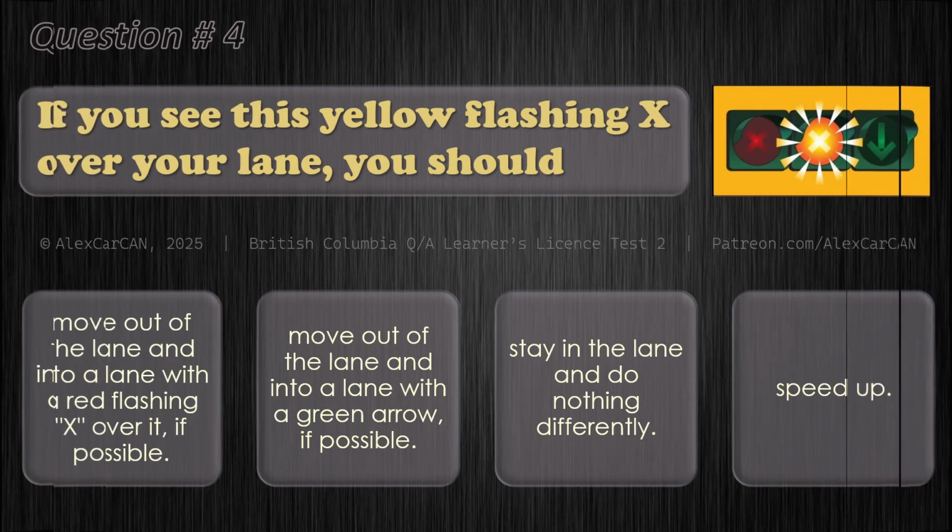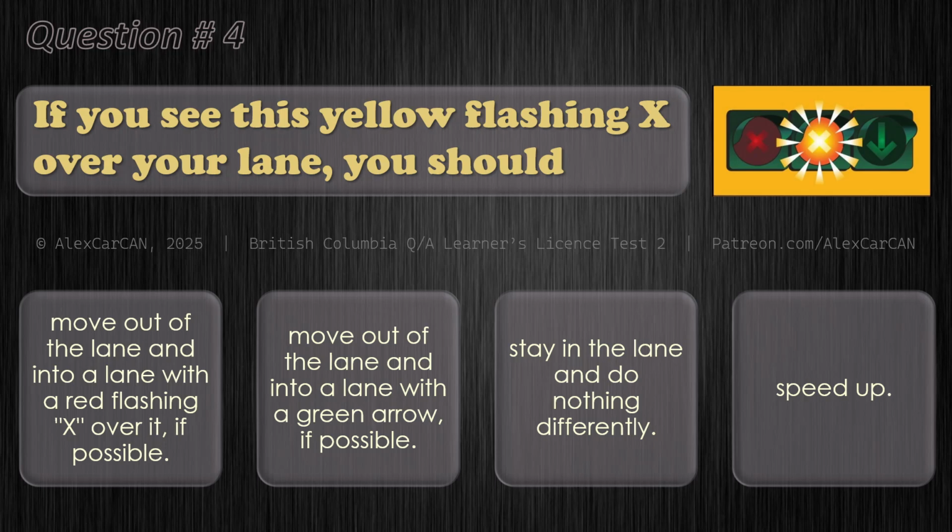Question number 4. If you see this yellow flashing X over your lane, you should move out of the lane and into a lane with a red flashing X over it, if possible. Move out of the lane and into a lane with a green arrow, if possible. Stay in the lane and do nothing differently. Speed up. The correct answer is move out of the lane and into a lane with a green arrow, if possible.